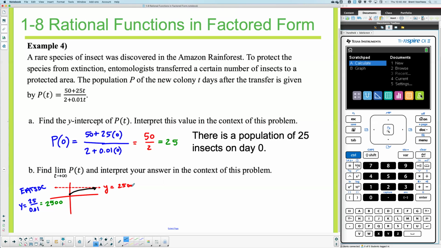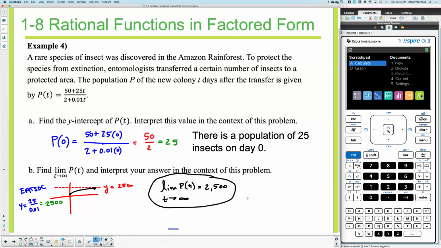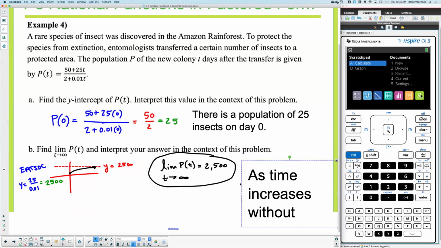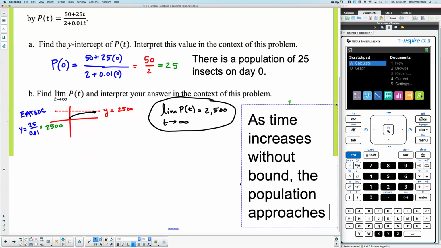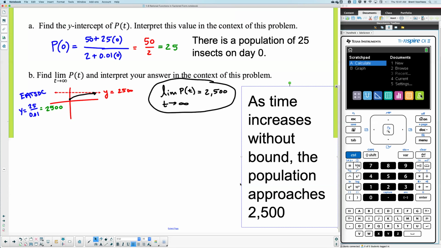So what is the limit as we go to the right? What's happening? Is it rising, falling, getting flat, or coming to a point? It's getting flat. What's it getting flat with? 2,500. That's where it's going. So that would be my limit. So as time goes on, the interpretation is this. As time increases without bound, the population approaches, is the word, approaches 2,500 insects.